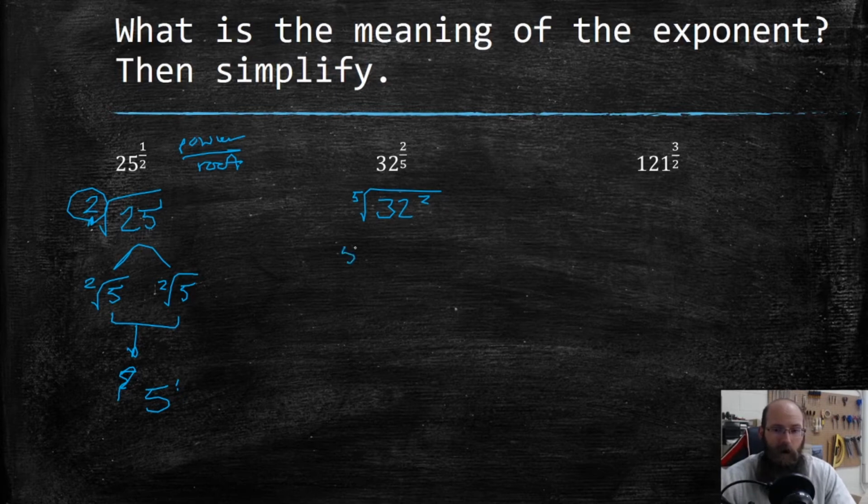So I could square the 32, or I can take the 5th root of 32 and then square it, similar to what we did on that last one. What is the 5th root of 32? Or what 5 things multiply together to get me 32? Well, a 2 times a 2 gets me 4. Times 2 is 8. Times 2 is 16. Times 2 is 32. Sweet.